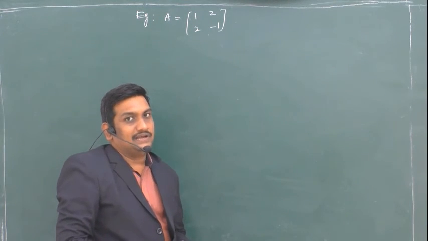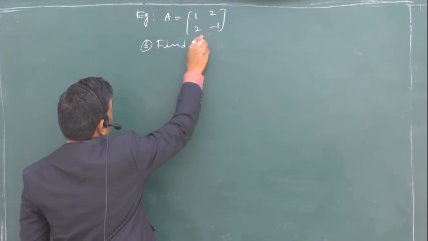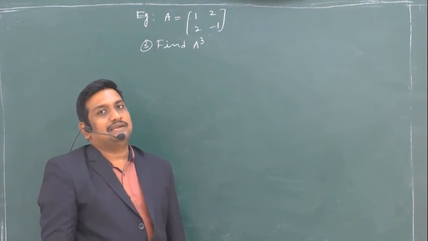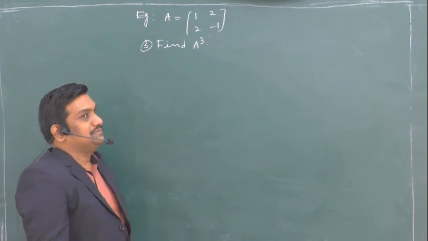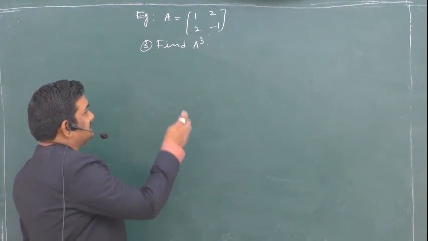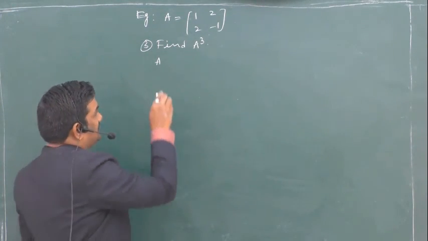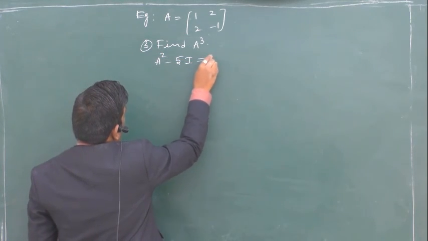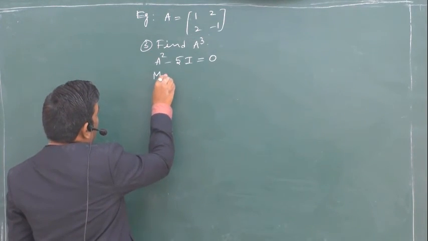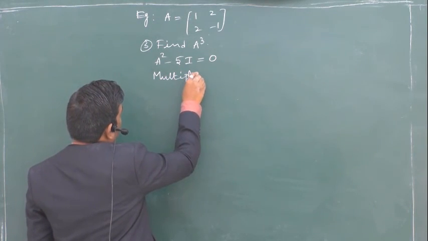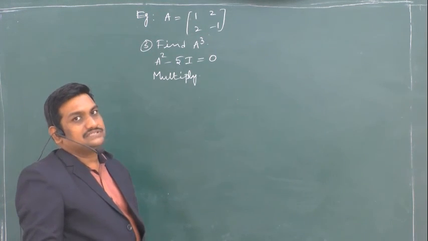Next, there is a third part also. We need to find A cube. A cube can be calculated manually, or with the help of a scientific calculator, but he is asking to find A cube using Cayley-Hamilton theorem. So consider the result in the previous step. You have already proved A square minus 5I is equal to the null matrix. Now, in order to get A inverse, multiply both sides by A inverse. In order to get A cube, multiply both sides by A.